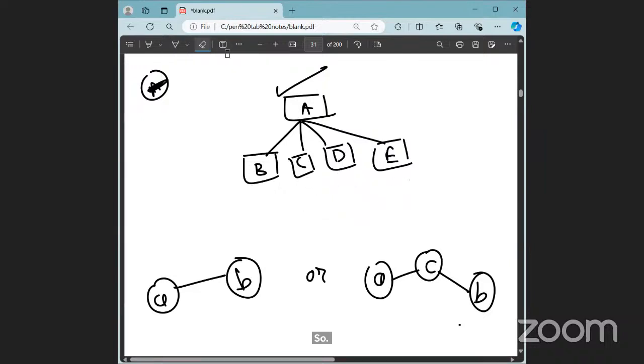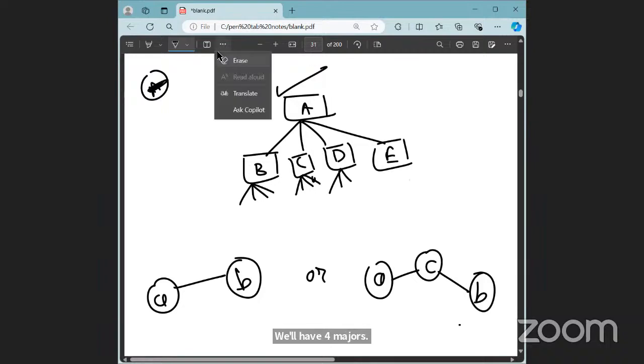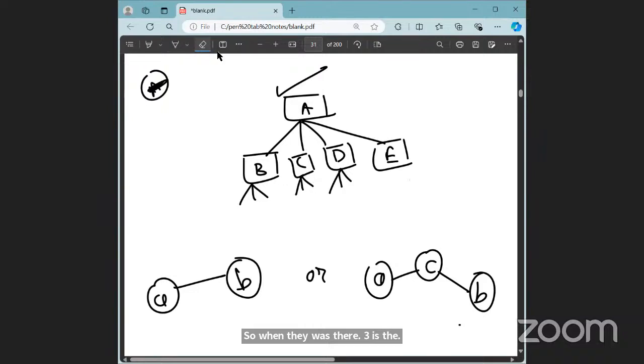So we have to just consider 2 things. First thing is degree 4. That means everyone will have 4 neighbors. So if 1 neighbor is there, then 3 more will be there.